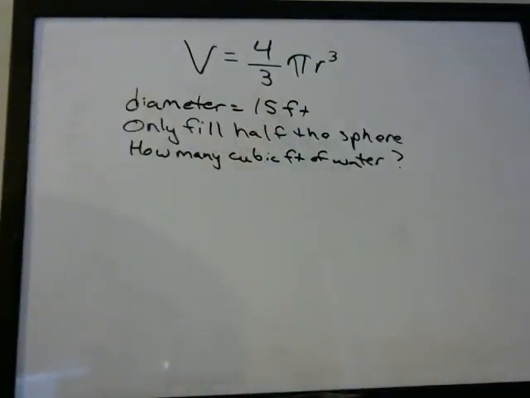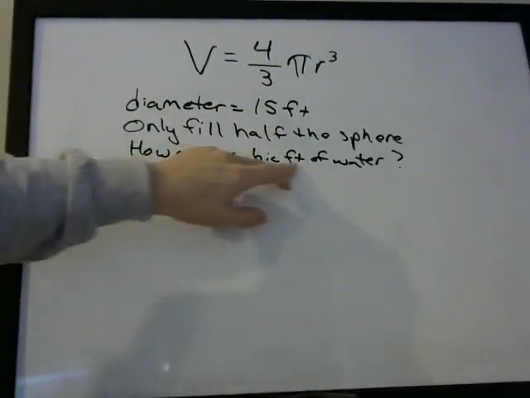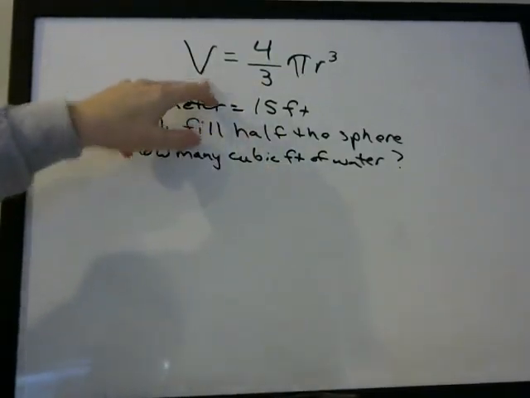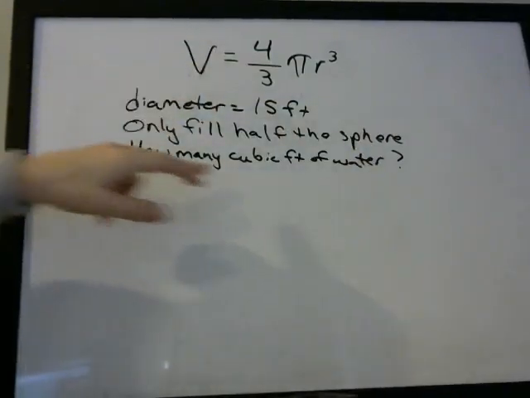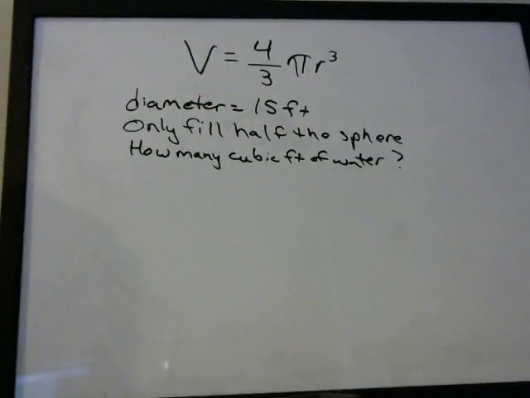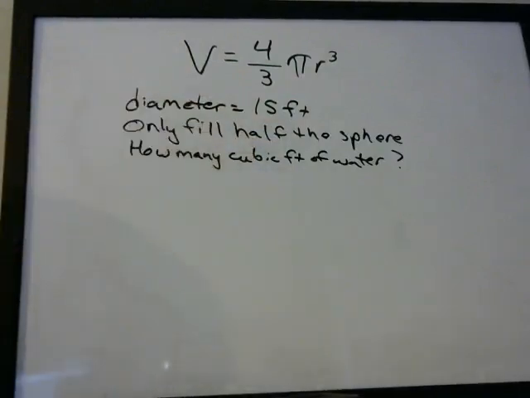So how are we going to figure that out? Well, this should be a key. When we see cubic feet, we know we're doing a volume problem. It's a sphere, so we want the volume of a sphere. We're just going to figure out what's the volume of the whole sphere, of the whole ball, and then just take half of that, because we're only going to fill it halfway up.